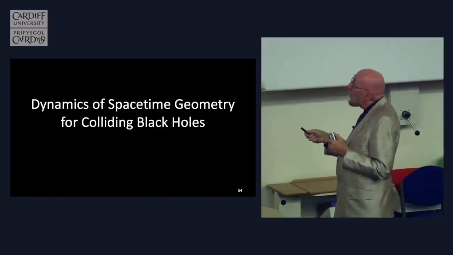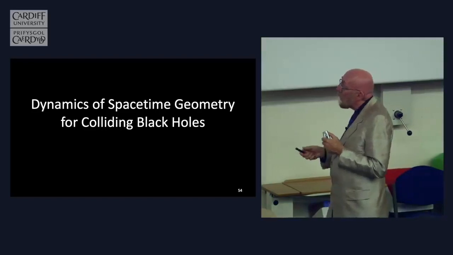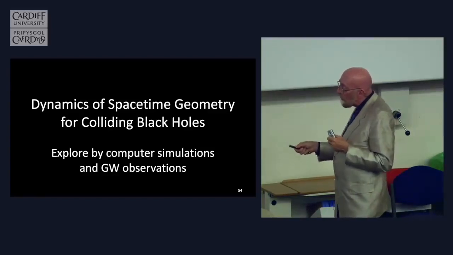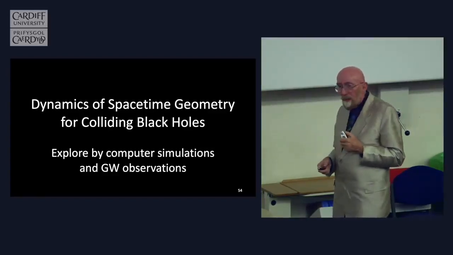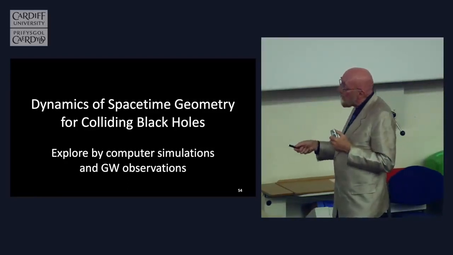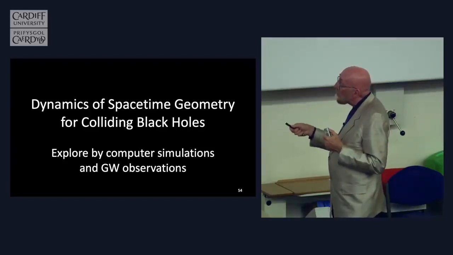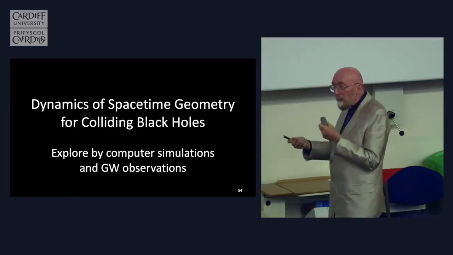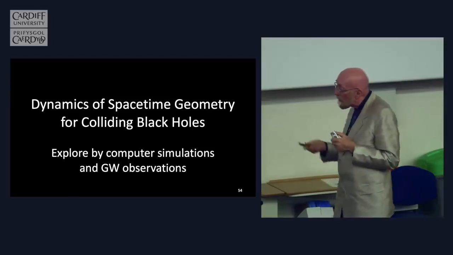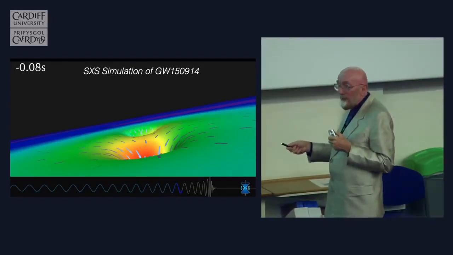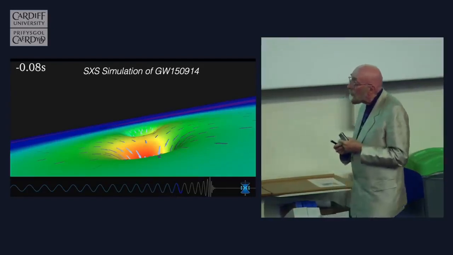I'm particularly interested in the dynamics of the space-time geometry around colliding black holes, and we explore this by computer simulations. Then we compare the shapes of the waves that come off in our simulations with what is seen by LIGO and Virgo, in order to see whether or not this dynamics of warped space-time that we are predicting is correct. And we get very good agreement between the predicted wave shapes and what is observed. And so we believe that the true warping of space is what is predicted by the computer simulations.